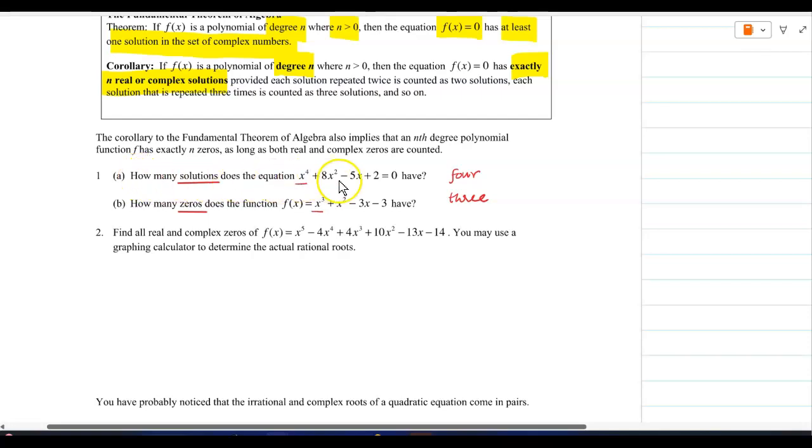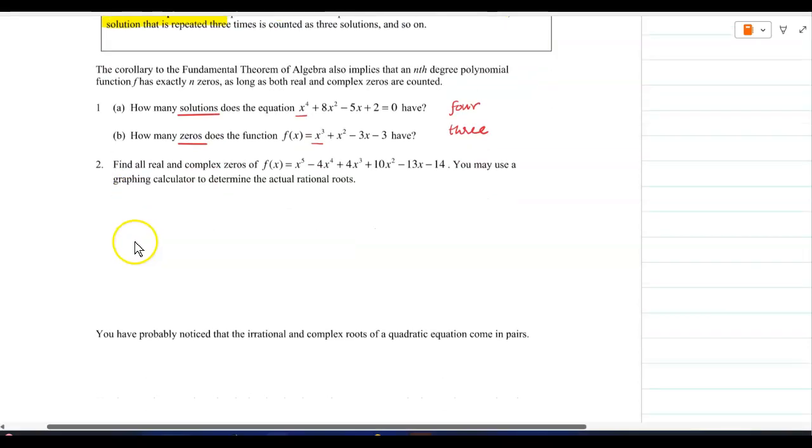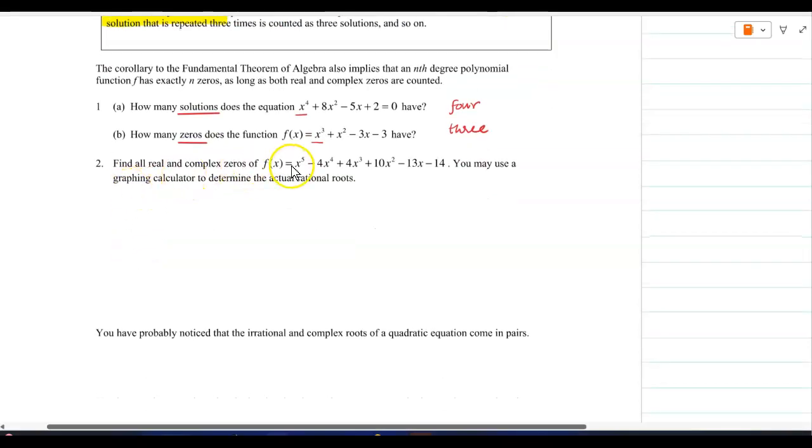Fine. How many solutions does this equation have? 4, because of its power. How many zeros does this have? 3. Same thing as solutions, right? It means when you substitute that value, it will become 0. Find all real and complex zeros of this. You may have to use a graphing calculator to get the actual rational roots. So use your graphing calculator and get this.